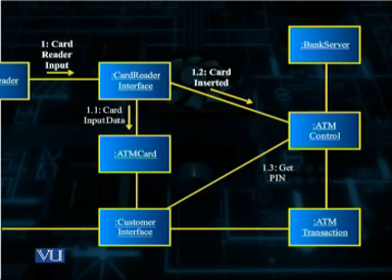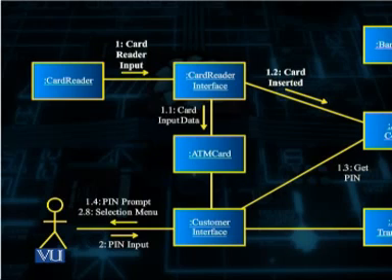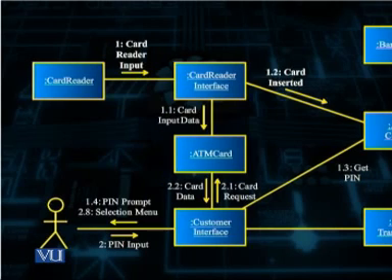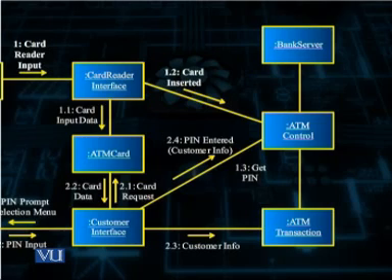And then the customer interface provides a prompt to the customer to enter the PIN, and the customer enters the PIN correctly, and then the customer interface sends a message to the ATM card with the card request, and the transaction is updated. You can see that the customer info message is being sent to the ATM transaction, and the ATM card then sends the card data to the customer interface. And then this process continues, and the customer interface sends a PIN entered message to the ATM control.